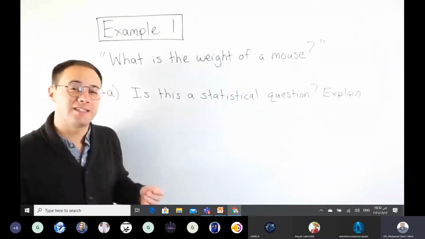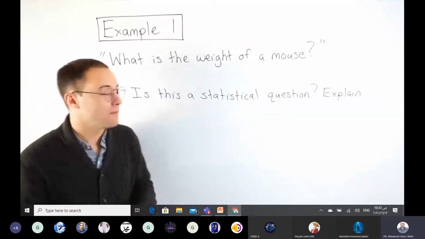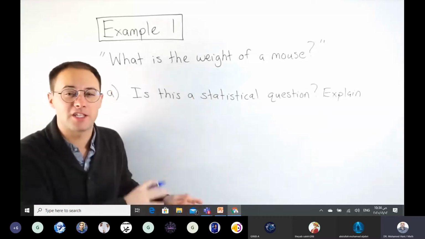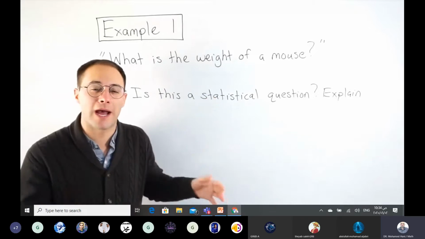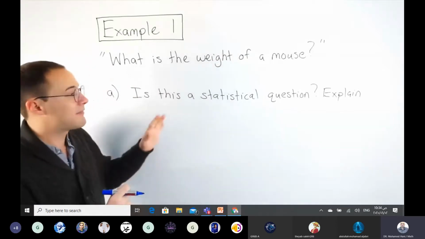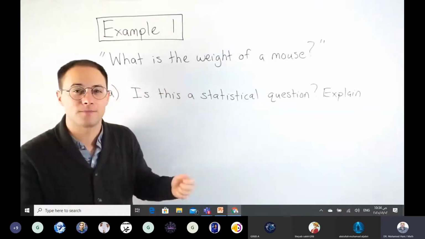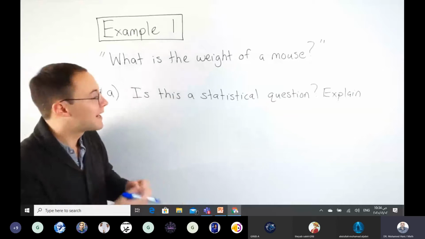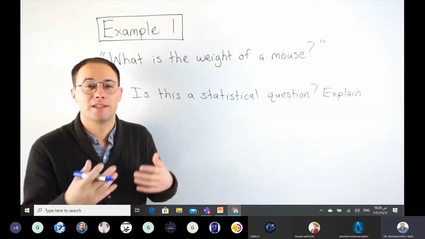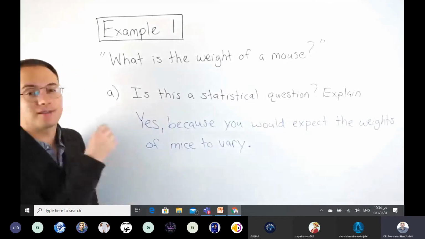Okay, example one. Let's say your science teacher asks you to do an experiment about mice. And she asks, what is the weight of a mouse? Okay. Well, first, is this a statistical question? And if so, explain. Now, if you remember from the definition, statistical questions should be giving us a variety of answers. They should be able to show us a distribution and a tendency. So we have to think, well, this question, if I'm doing an experiment with mice, is it going to give me a variety of answers? And the answer is yes, it will, because you can't expect all mice to weigh the same. They're going to be different, just like humans are going to weigh different amounts, same with mice. So our answer, yes, because you would expect the weight of mice to vary.